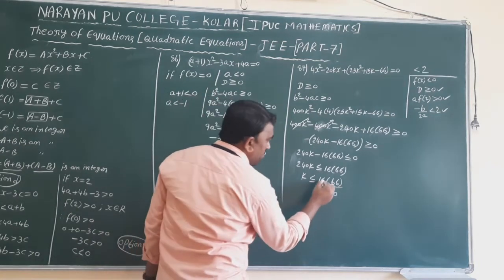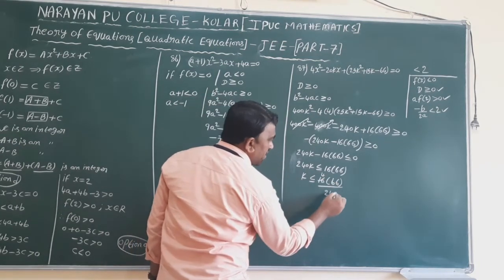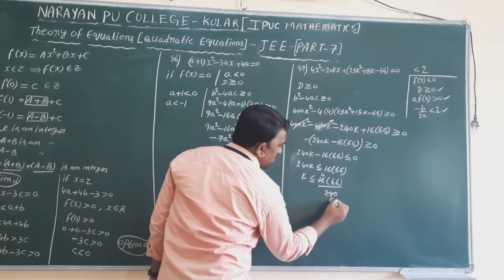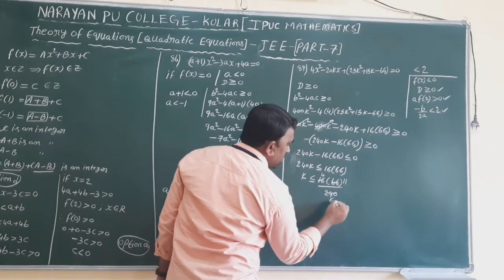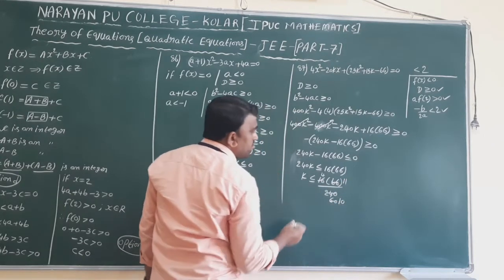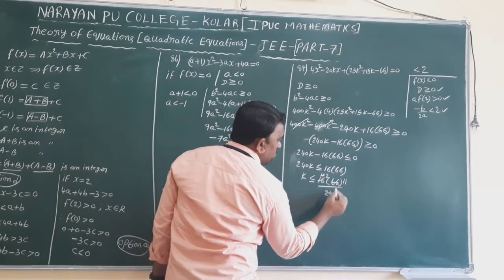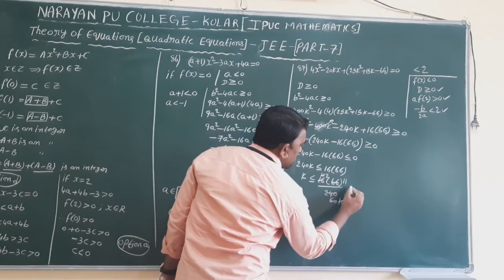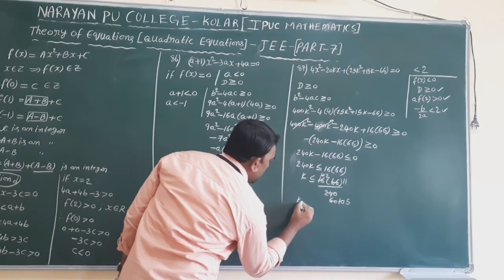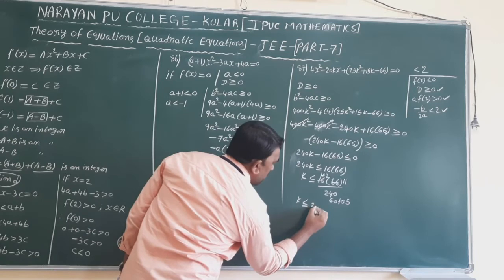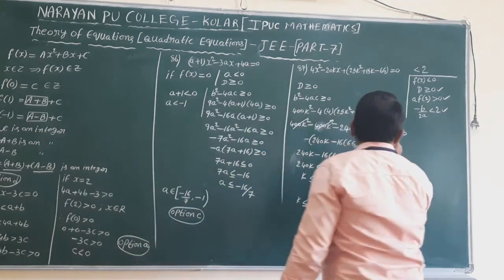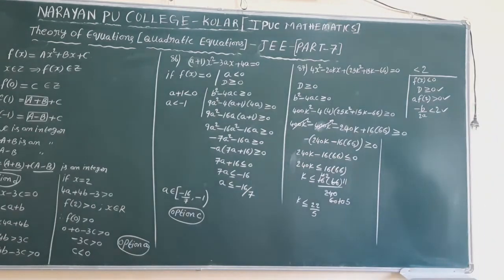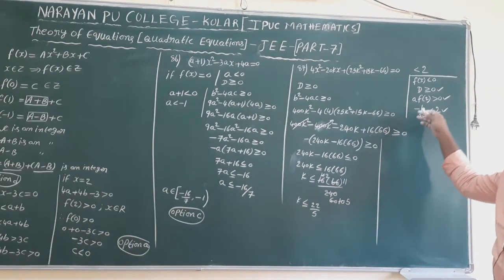Fourth table, 4 4 is 16, 4 6 is 24, 0. Next 6 table, 6 11 is 66, 6 10 is 60. Next 2 table, 2 2 is 4, 2 5 is 10. So finally k is less than or equal to 22 by 5. That is the discriminant value we got. Next we will see the −b/2a, that we will see later.